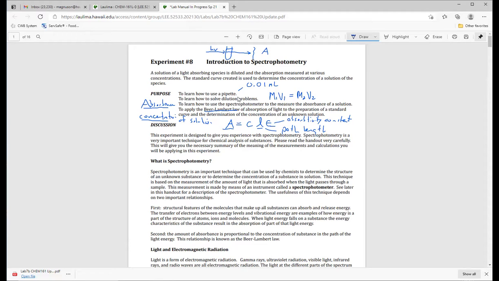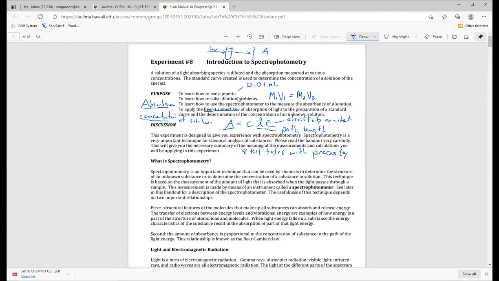So basically what we're going to do, I'll get right into the experiment. We're going to prepare a whole bunch, I think like 10 test tubes, maybe eight test tubes. Yeah, so we're going to use 8 test tubes with precisely measured concentrations.